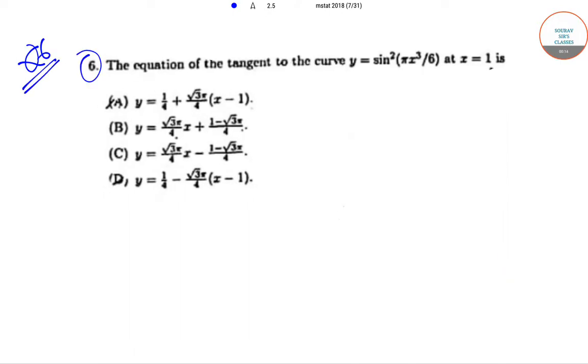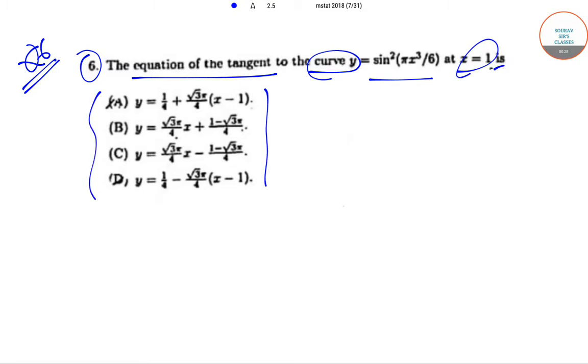In question number 6, it has been said that we need to find out the equation of the tangent to the curve y equal to sine square of pi x cube by 6 at the point x equal to 1. The options are given over here. The equations of the tangent are given in 4 options. So we need to check out which of them is correct.